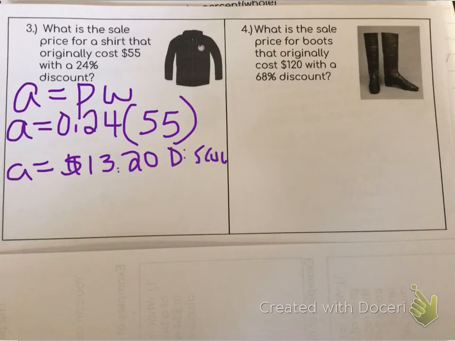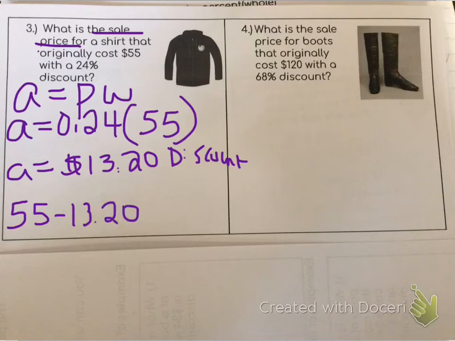So I'm not done yet because the question wants to know what my sale price is. So I'm going to take my original cost, $55, subtract the $13.20, and I'm going to get my sale price of $41.80. That is my sale price.